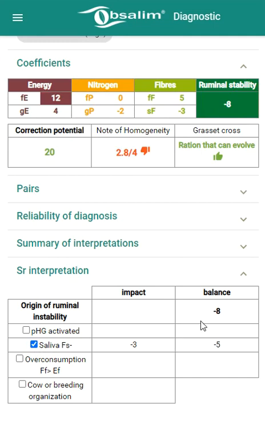On the balance of 8, we still have 5 points to explain. The third possible explanation is the excess of fiber. If fine fibers were greater than fermentable energy, but this is not the case. We don't have excess, we don't have overconsumption that can help to explain the score. The balance is still 5. The impact is therefore 5 points for cow and breeding organization and only 3 points for structure fibers.